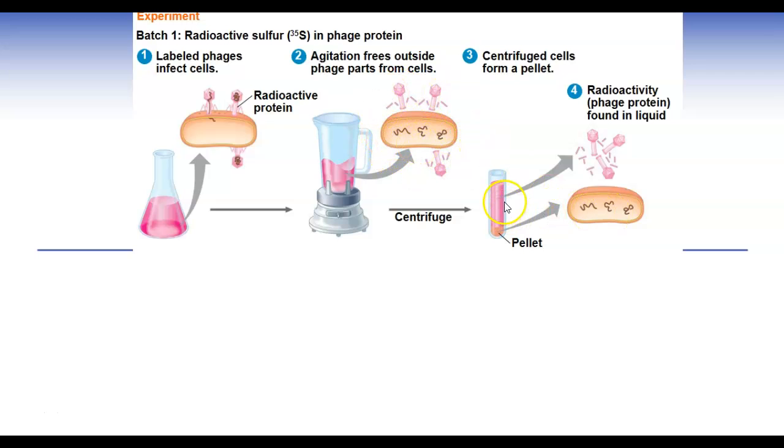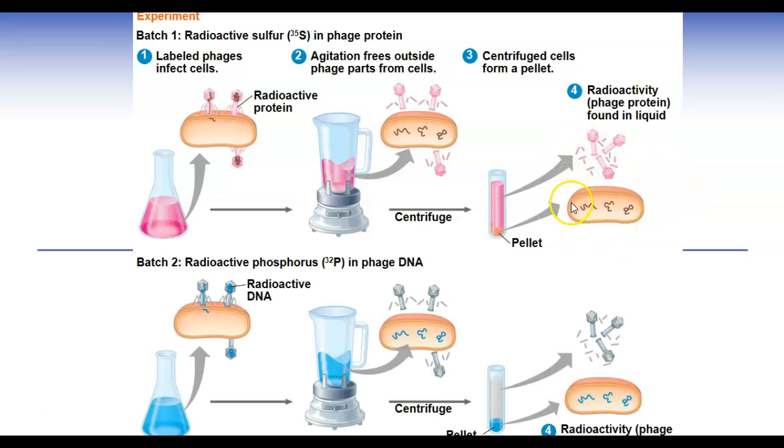And then they determined where the radioactivity was. Was it inside the cell in the pellet or outside in the liquid? When they labeled sulfur in proteins, they found that the radioactivity remained outside the cell. But when they instead used radioactive phosphorus, that of course is going to label all the DNA.